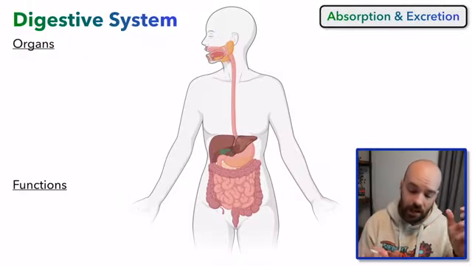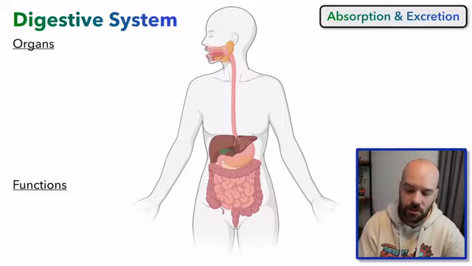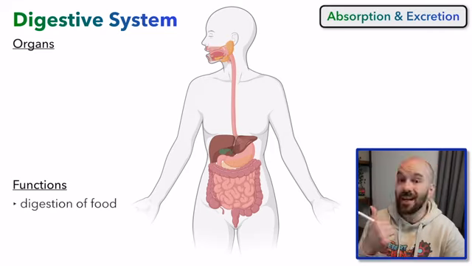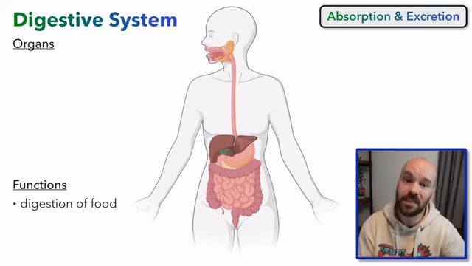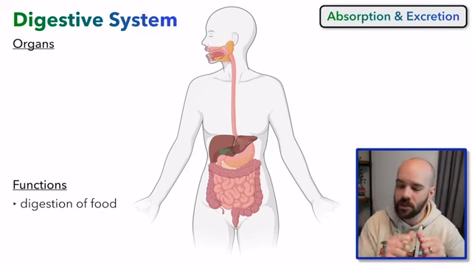This is another one that's got a lot of organs, but there's really three main functions. I think it's more important right now probably to know those three main functions. And those functions are digestion of food. Now the word digest means to break down or to break apart. So digestion means to break apart.